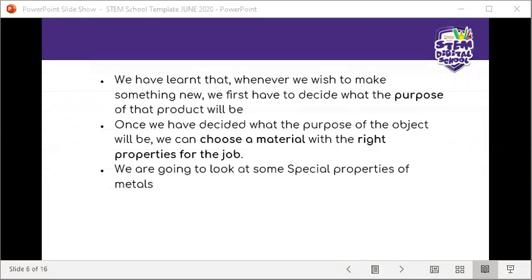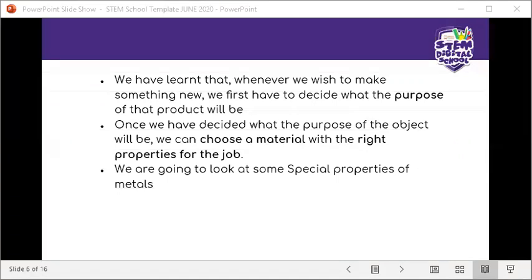All right. So what I mean when we say that we have learned that whenever we wish to make something new, we first have to decide what the purpose of the product will be. I'll just use a simple example. Remember when we were back in school, we used to play netball, soccer, rugby, etc. Let's say that the rugby ball or the netball is not available to us, and we want to make our own ball. So now we know that what we want to make, we want to play with it.